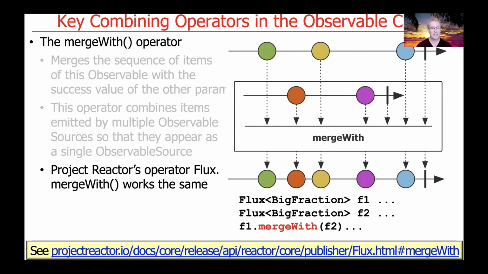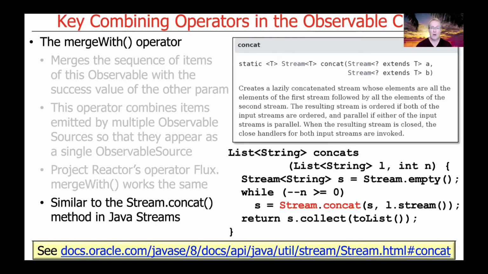Project Reactor has a Flux class whose mergeWith operator works essentially the same way as the mergeWith operator in the Observable class from RxJava. Same basic idea, except in this case we have fluxes rather than observables. Both of these operators are very similar to the Java streams concat method.